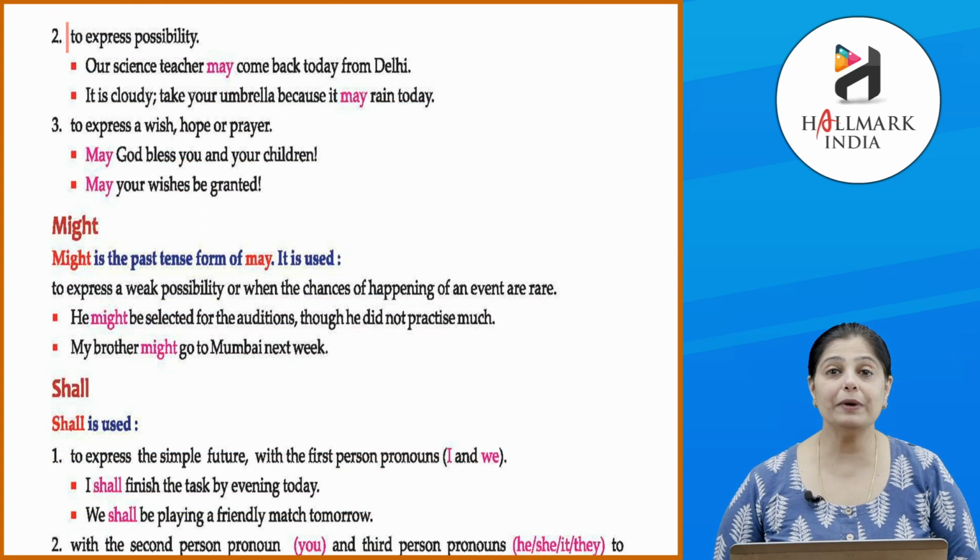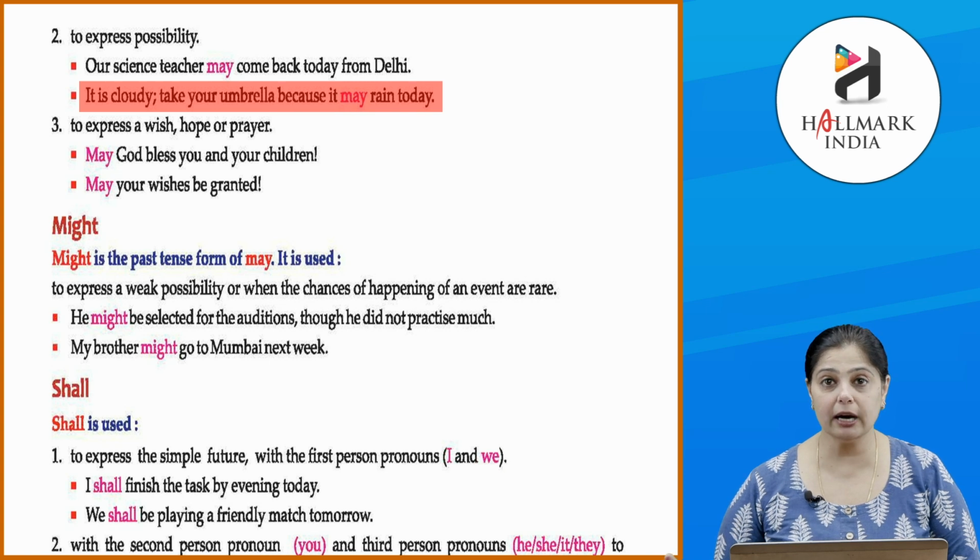Clear? To express possibility: Our science teacher may come back today from Delhi. It is cloudy. Take your umbrella because it may rain today. So, this is a possibility. The teacher coming back is a possibility. The rain is a possibility.